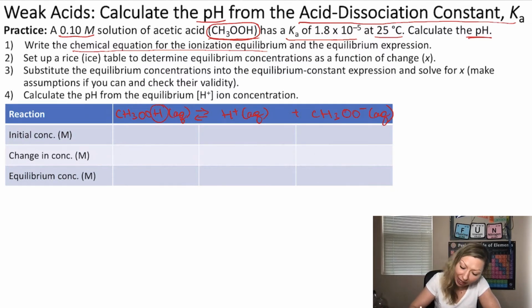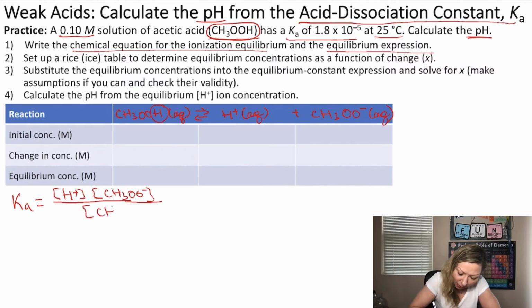Now I need to write out the equilibrium expression. So Ka in this case equals the concentration of my products, which is the H+ ion, multiplied by the acetate ion, CH3COO-, divided by the CH3COOH concentration, or the acetic acid concentration.